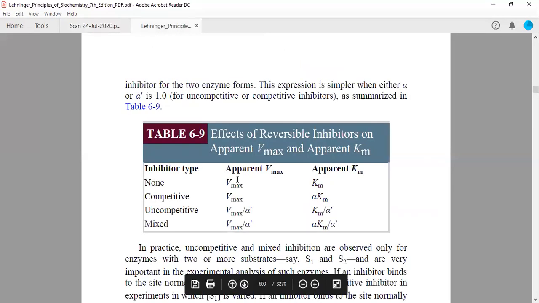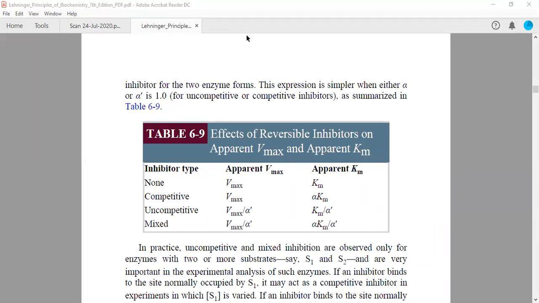Okay, so this is the table. Here also there is apparent Vmax, apparent Km. If there is no inhibition, Vmax and Km will remain the same. In case of competitive inhibition, Vmax will remain Vmax, whereas Km will be apparent, so it will increase. So let me annotate this also. Apparent Km will increase in case of competitive.